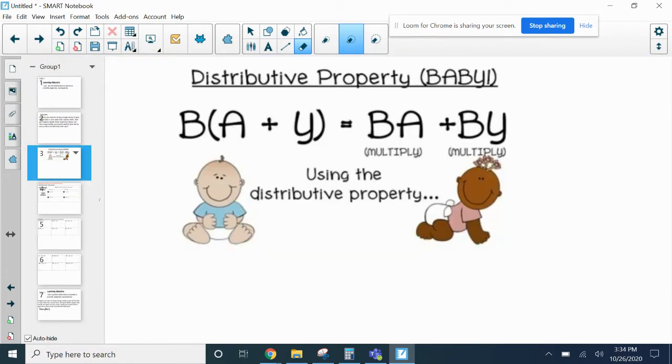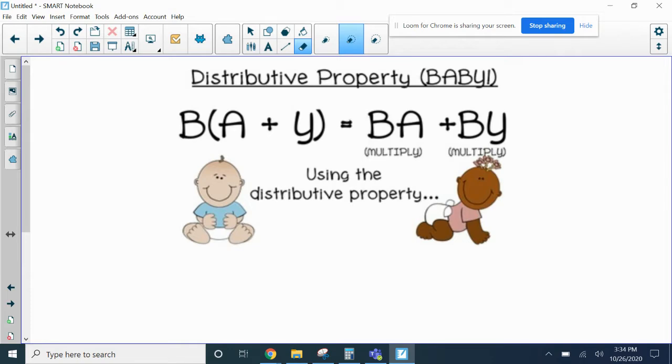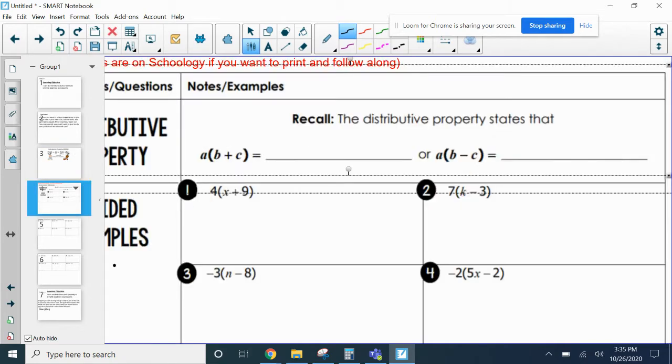So this is just a little picture. I think it's cute and I love it. If you've already printed the guided notes on Schoology for today's lesson, you can put this on the side if it helps. If not, you can just use the guided notes. So our distributive baby. We're going to distribute that b into the parentheses. So we have to multiply the b times the a and the b times the y. So when I distribute my b, I'm going to have b times a plus b times y, our distributive baby. I think it's cute. It might help you, it might not.